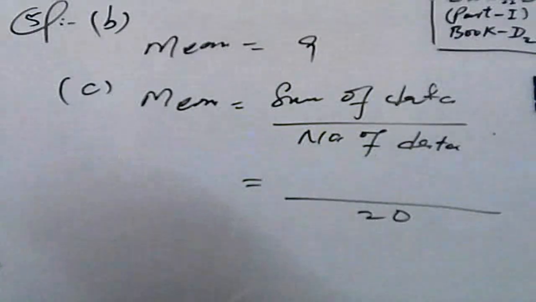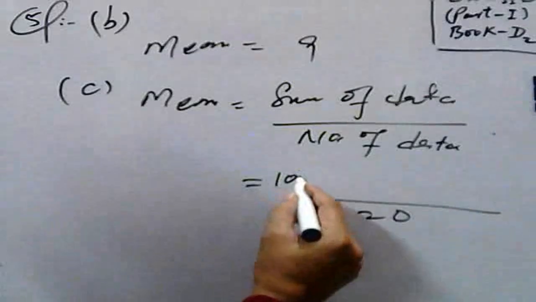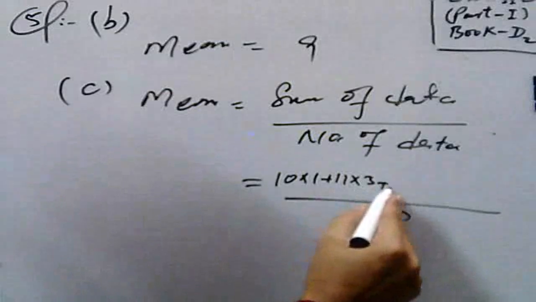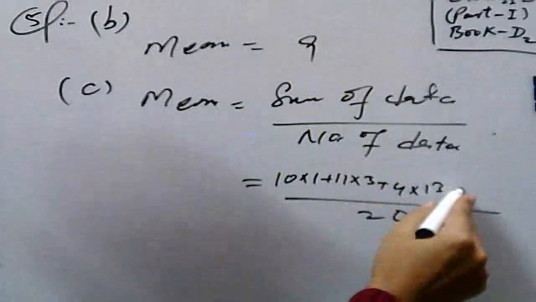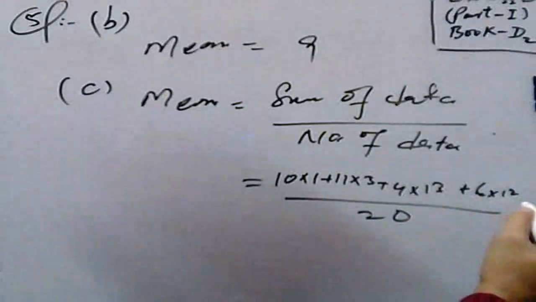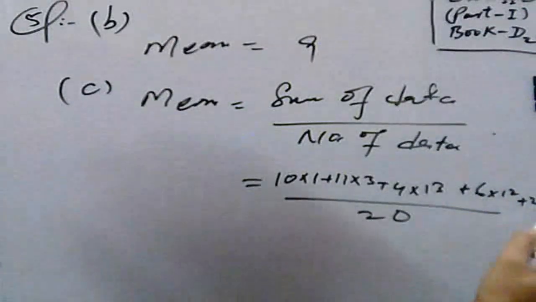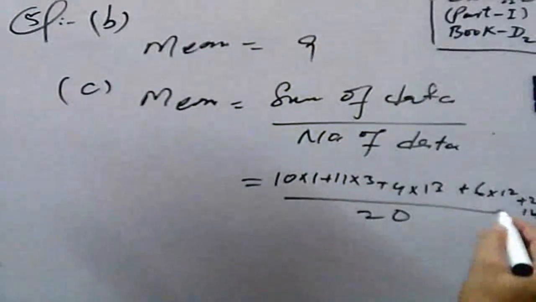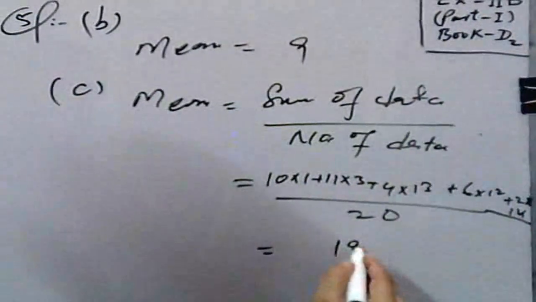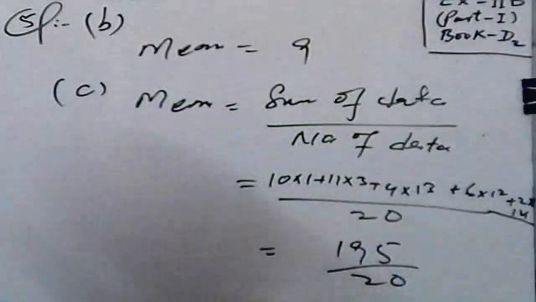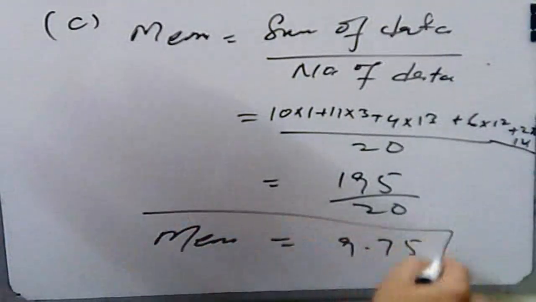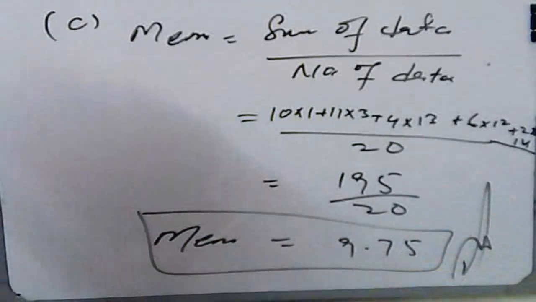If you see the data, that is 10 multiplied by 1 plus 11 multiplied by 3 plus 4 multiplied by 13 plus 6 multiplied by 12, then plus 2 multiplied by 14. So you have to divide this by 20, so you will get 195 divided by 20, so you will get 9.75 as your mean in section number C. So that is your required result.